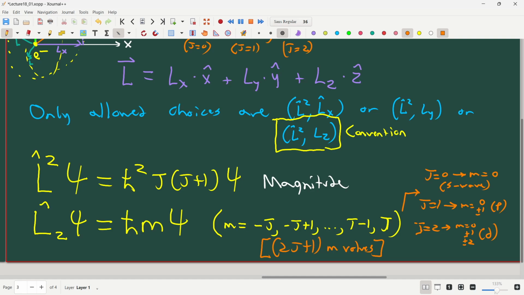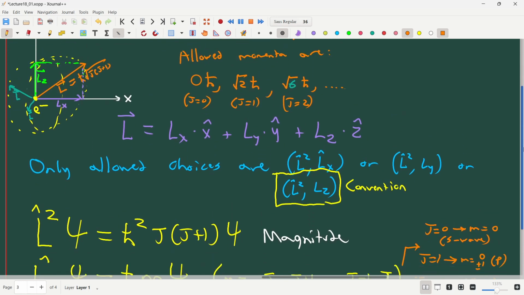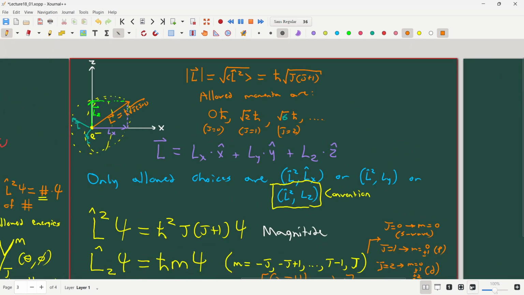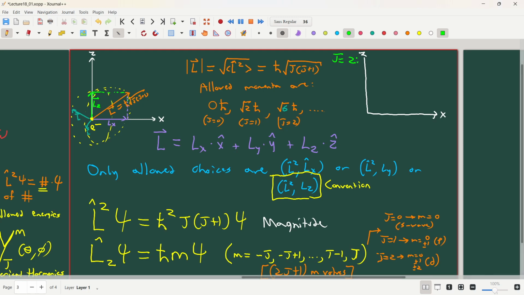So when I put this all together, I'll just kind of draw it up here. I'm going to zoom out a bit so you guys can keep writing. If I put this on an axis system, and I let j equals 2, okay, what are the possible values of Lz?